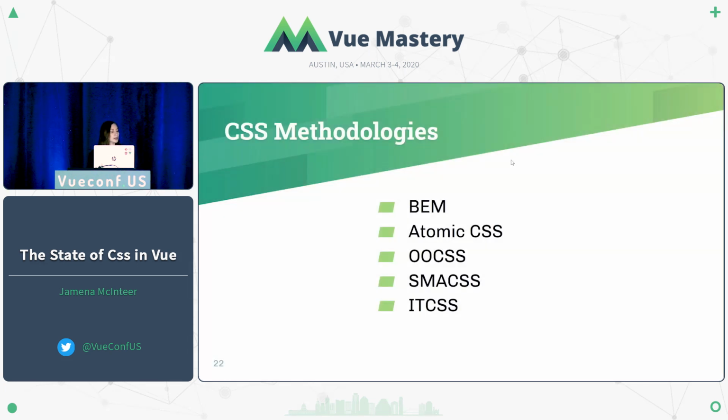So these are some of the more popular CSS methodologies. The most popular right now is BEM, B-E-M. Second most popular is Atomic CSS. I want to cover BEM today just to kind of give you an idea of what a CSS methodology is and how it might look. But any of these others could be interesting reading as well.